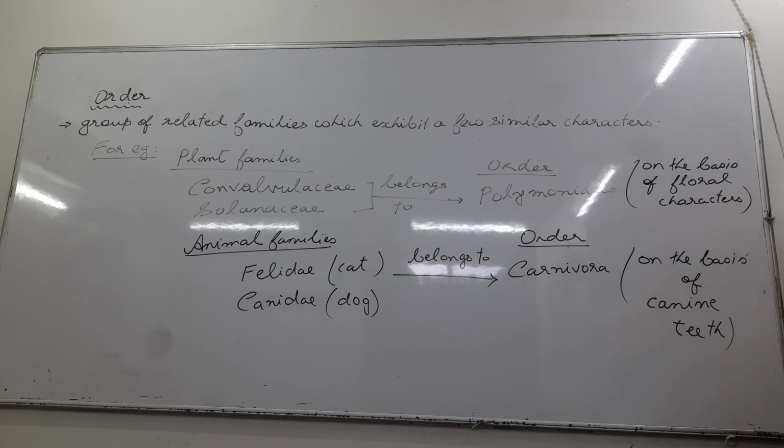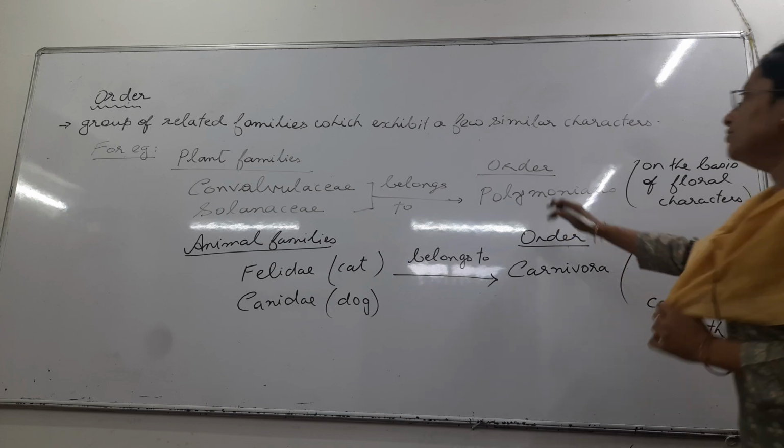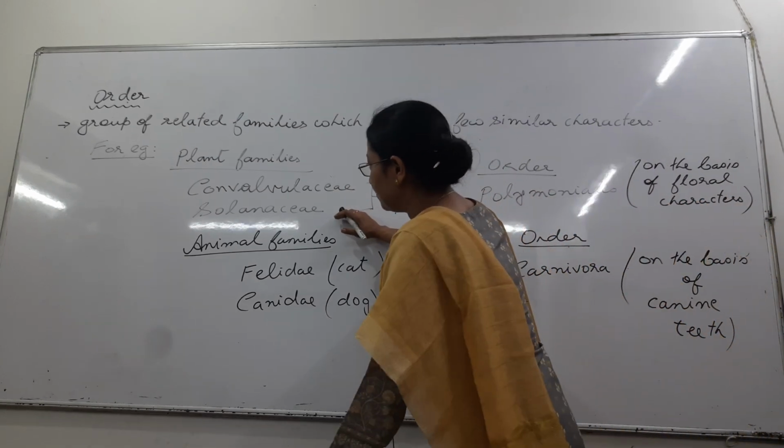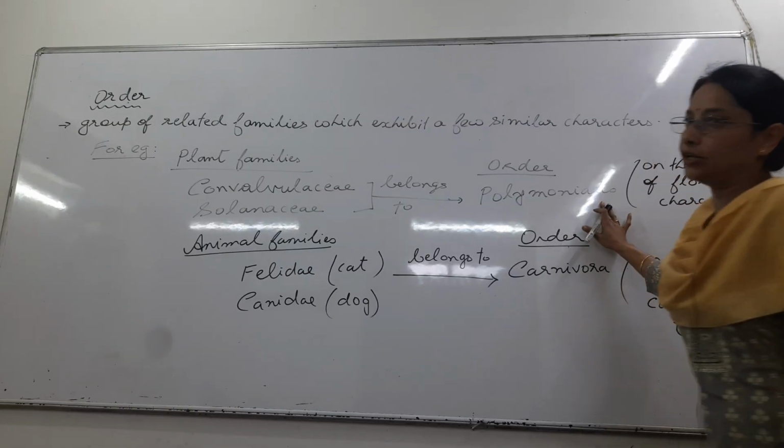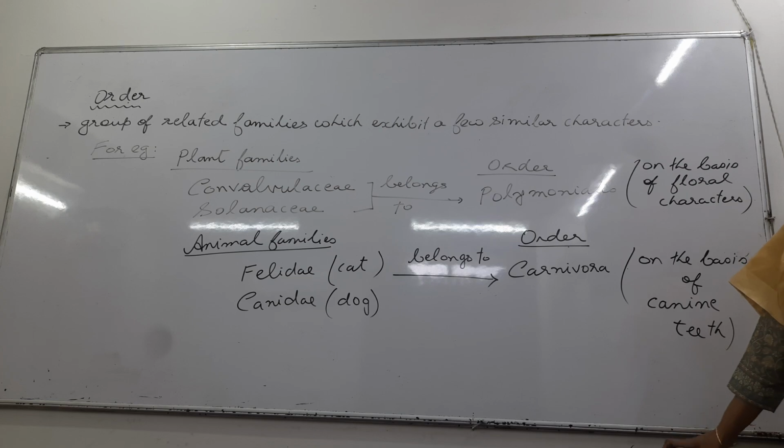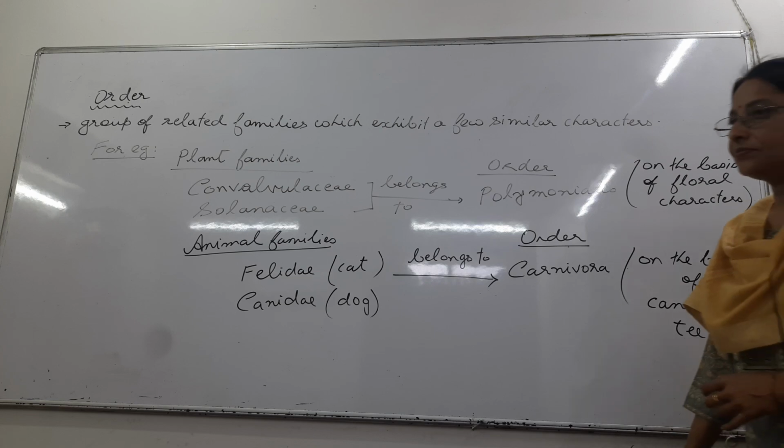So a group of families together forms an order. So we have given certain examples of families belonging to the same order, right. This is over. Next, write class.